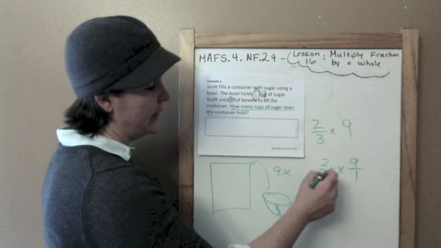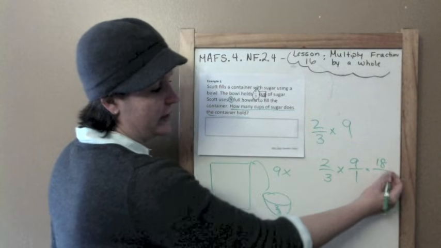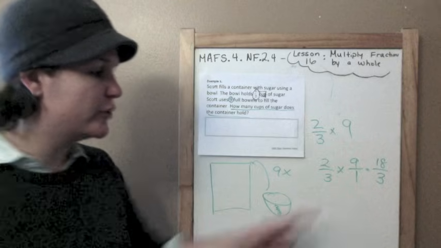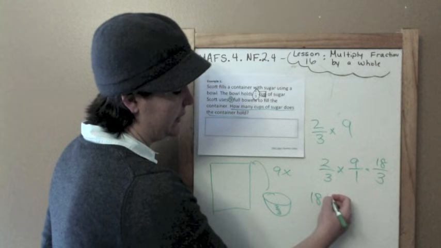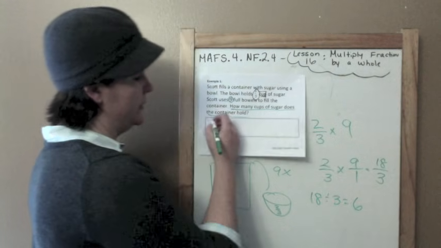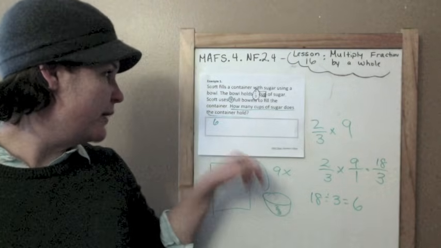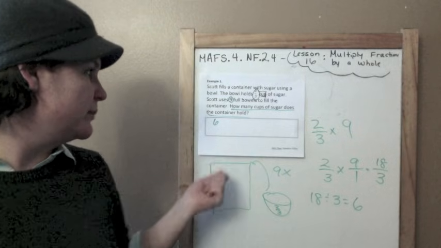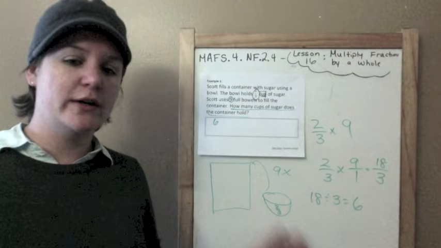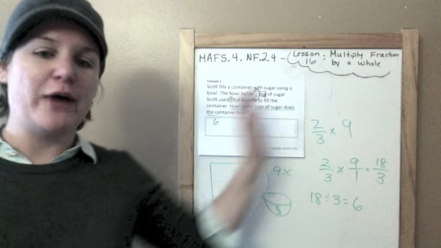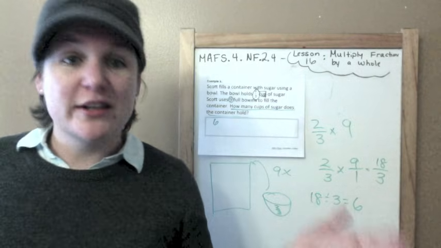2 times 9 equals 18, 3 times 1 equals 3, and remember that our fraction bar means the same thing as division. So this is really saying 18 divided by 3, which is 6. So 6 would be our answer. Filling the bowl 2/3, 9 times would be 6 cups of sugar that the container would hold. Notice that all of my work went on the outside of the problem. The only thing that went inside the equation editor box was the number 6, my solution.